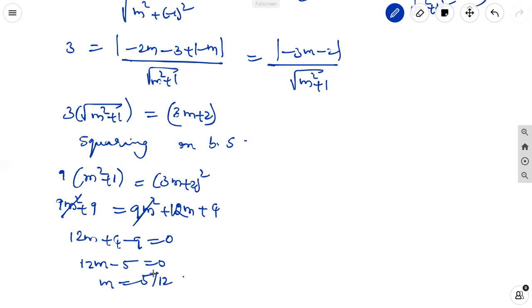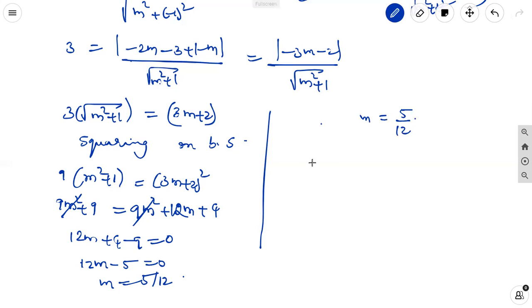Here one value is m equal to 5 by 12. Since m square is eliminated, the coefficient of m square is 0, which gives another value of m.